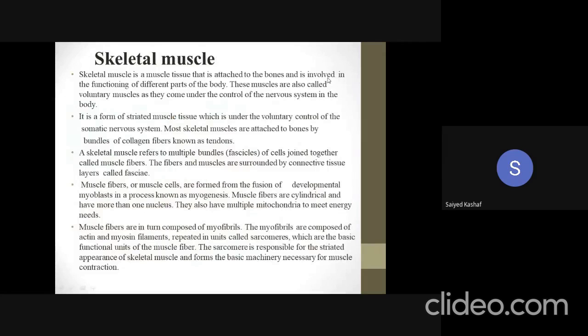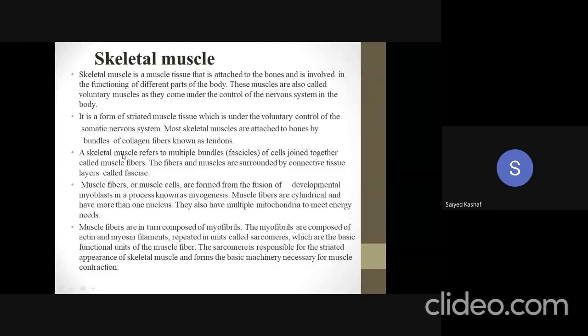Now, as we are learning locomotion and movement, our prime objective is to learn the skeletal muscle, right? Skeletal muscle is a muscle tissue that is attached to the bone, and it is involved in the functioning of the different parts of the body. These muscles are also called voluntary muscles, as they come under the control of our nervous system. Skeletal muscle is also known as striated muscle, which contains dark and light bands, and it is attached to the bones by bundles of collagen fiber known as tendons.